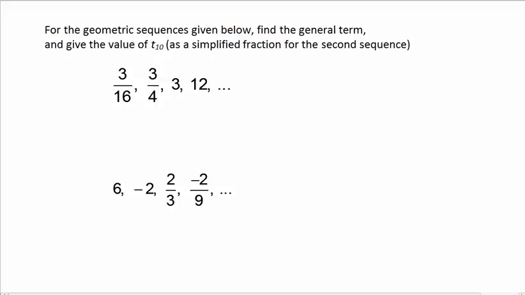And finally, two questions for you to do on your own. For the geometric sequences given below, find the general term, Tn, and then calculate the value of T10. Calculate the 10th term. In the case of the second example, give it as a simplified fraction rather than a hideous, nasty decimal number. Have fun.